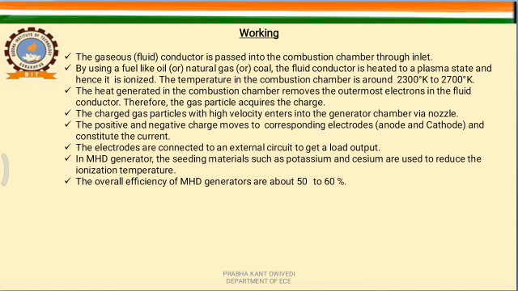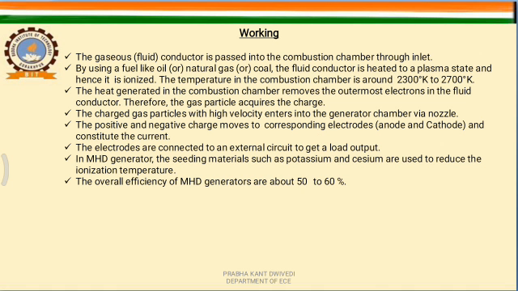If we go through the working in brief, we will see the gaseous conductor is passed into the combustion chamber through the inlet. By using fuel like oil or natural gas or coal, the fluid conductor is heated to a plasma state where it is ionized and gains charge. The temperature of the combustion chamber is around 2300 degrees centigrade to 2700 degrees centigrade. The heat generated in the combustion chamber removes outermost electrons.